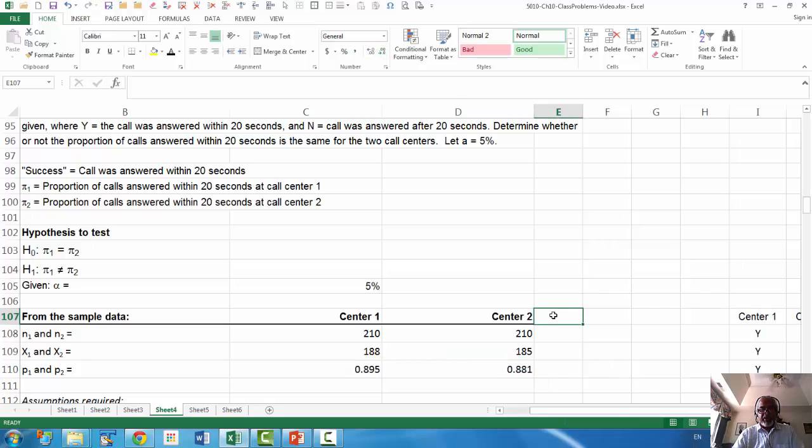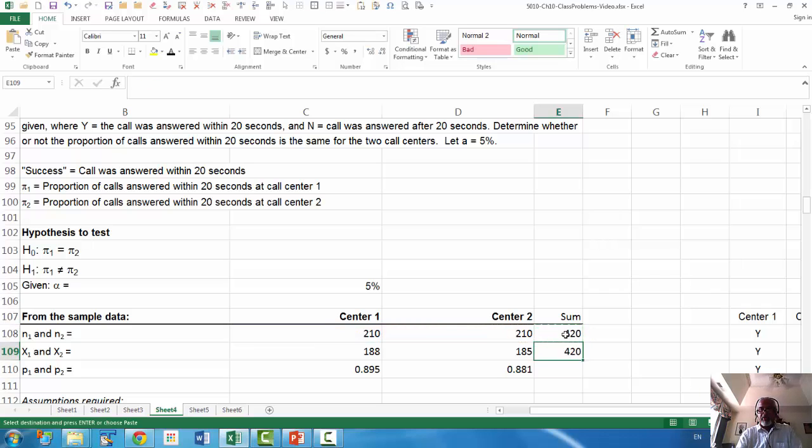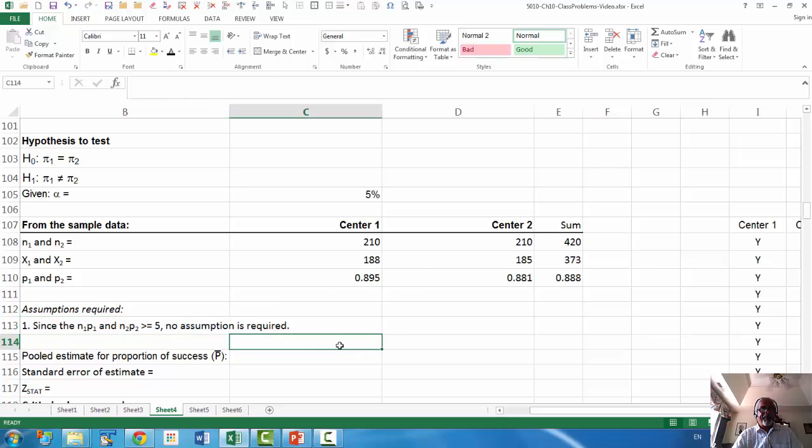So now since we are doing a hypothesis test, we can do pooled value for p. So you add n sub 1 and n sub 2. You copy that formula down here, so that will give you sum of x sub 1 and x sub 2, and then you divide that by that will give you the pooled p bar. And the successes and non-successes are all 5 or more, so no assumptions are required. So pooled estimate here is that.